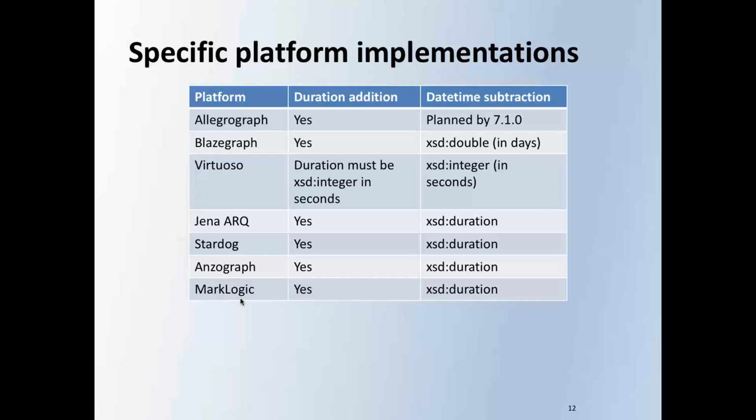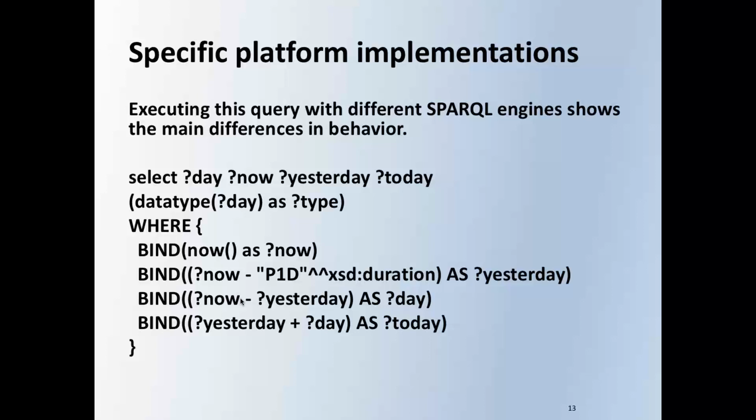Okay, so let's go into some details of specific implementations. What I'm going to do is basically take this query around to a bunch of different SPARQL engines, and that'll illustrate differences in behavior. So first, can this SPARQL engine bind the now function to a variable? Can it subtract a duration? Can it subtract one datetime from another to get a duration? And then can you add back that duration to the datetime to get the original datetime you started with?